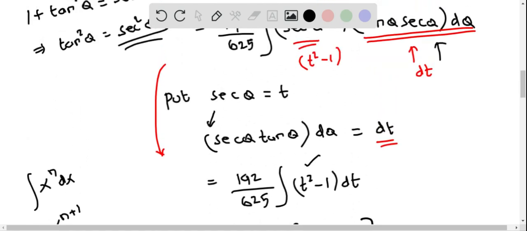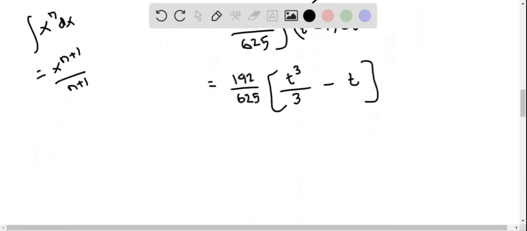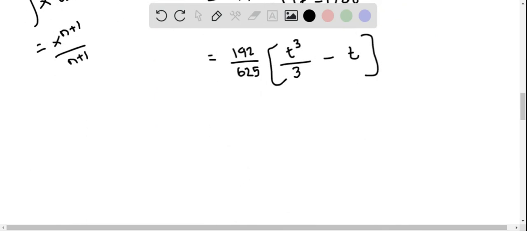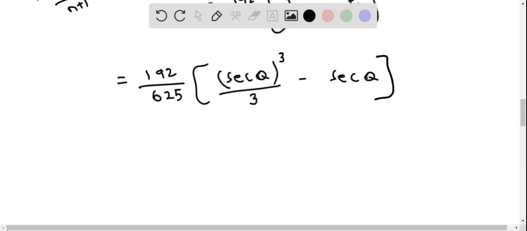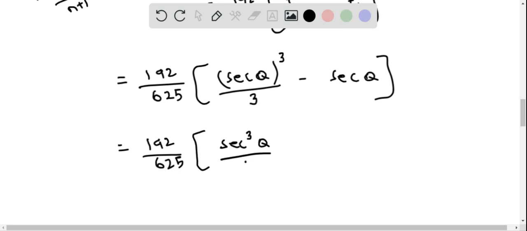So let's replace t with secant cubed, which we already did in the substitution. Therefore this expression becomes 192 over 625 times, we put this bracket, secant cubed, because t is secant cubed, quantity cubed, over 3 minus secant cubed. Let's simplify this. So this equals 192 over 625 times secant cubed quantity cubed. We can rewrite it in a different form like this: secant cubed cubed over 3 minus secant cubed.